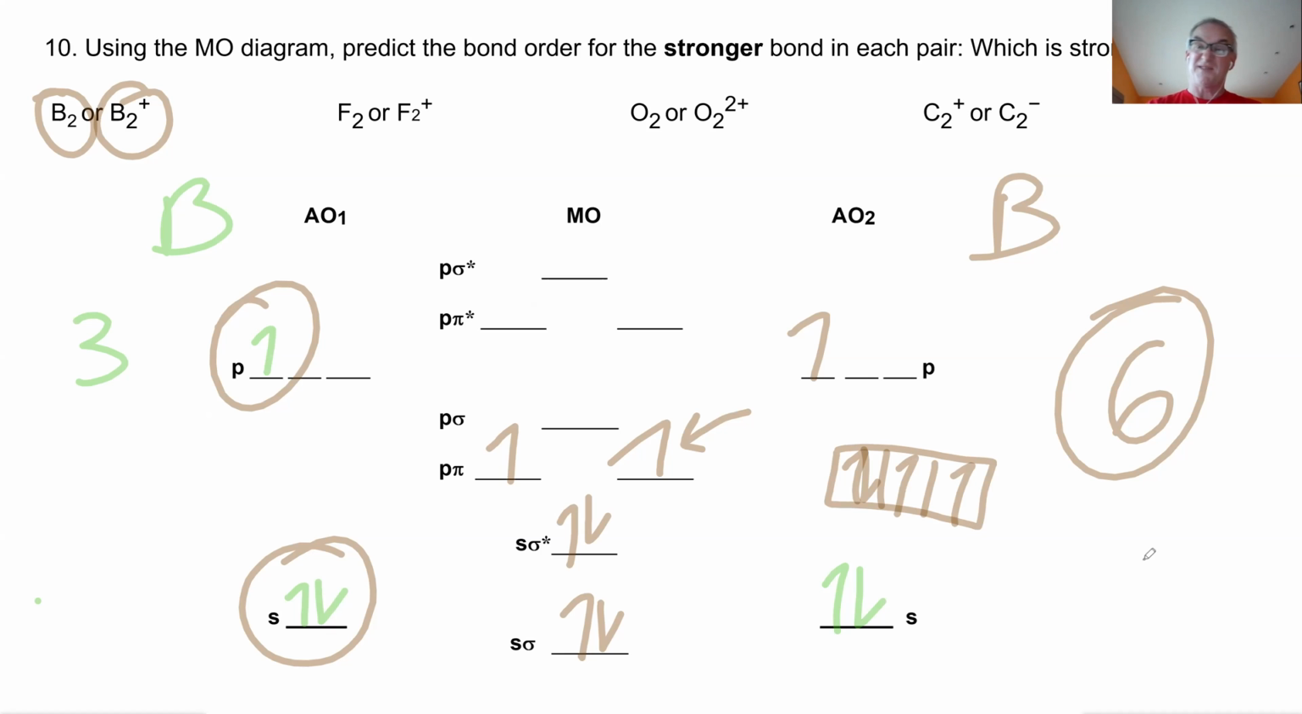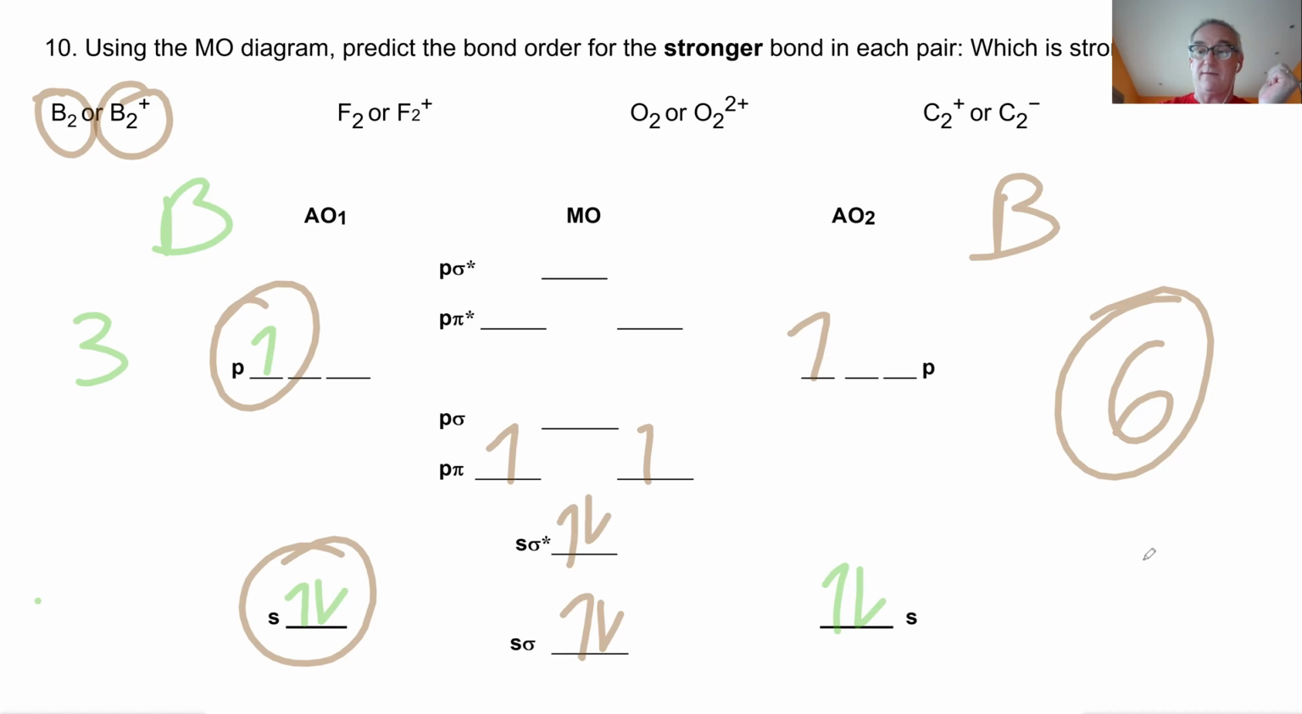Although it doesn't really matter for this particular question, it will matter for determining whether things are magnetic or not. So let me fix that one. Got a little carried away. Okay, so now this is what my setup looks like. Now let's count the number of electrons in bonding versus anti-bonding orbitals.